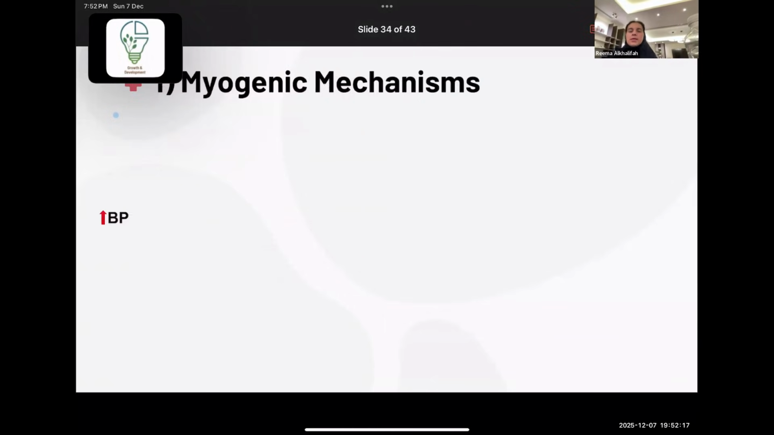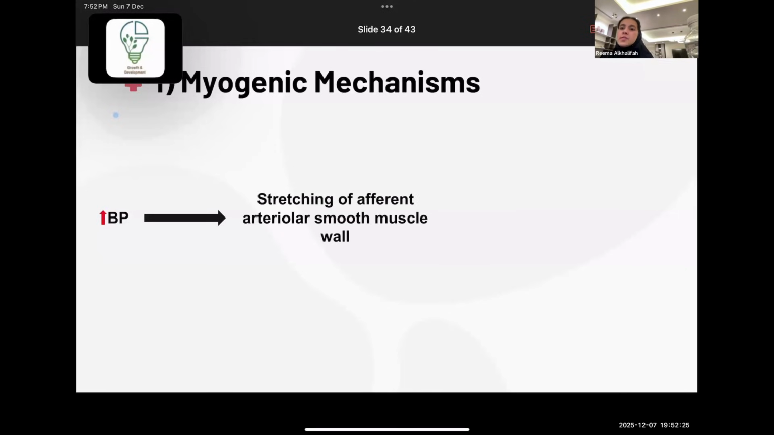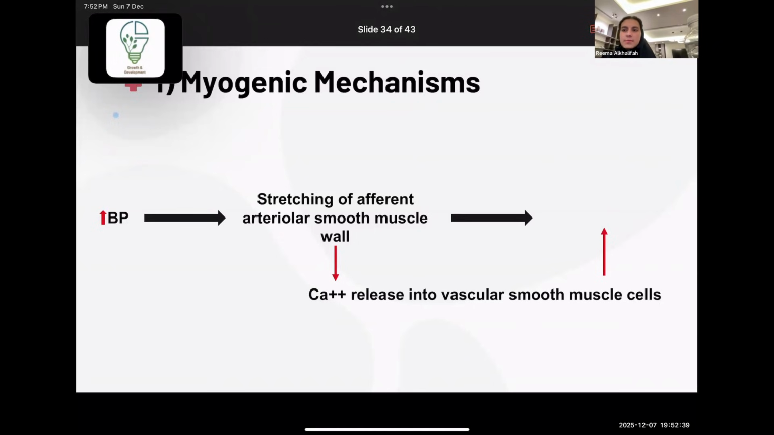So first, let's start with the myogenic mechanism. The blood pressure increases, so what happens? The afferent arteriole is going to stretch. Now, this stretching is going to release calcium into the cell of the smooth muscles. Now, when calcium is released, what happens? It goes back to being constricted, because the vessel is going to try to bring the blood pressure back to normal.